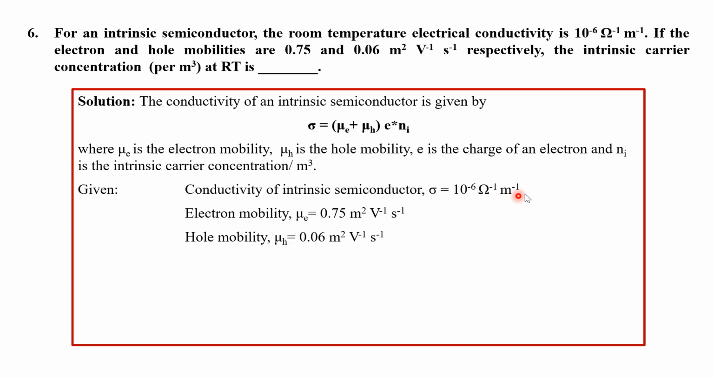So conductivity is given, electron mobility is 0.75 meter square V raised to minus 1 s raised to minus 1, hole mobility is 0.06 meter square V raised to minus 1 s raised to minus 1. On substituting all these values, Ni is equal to sigma divided by this quantity. So if we substitute the entire thing, we can solve for Ni. Can anybody solve and tell me the answer for Ni?